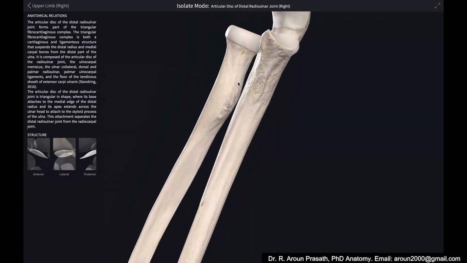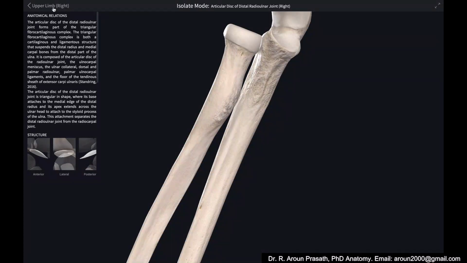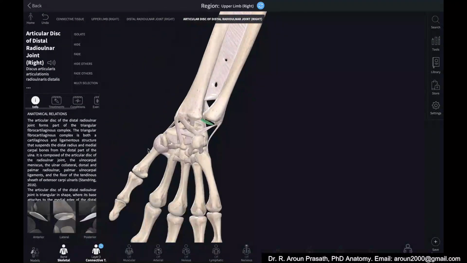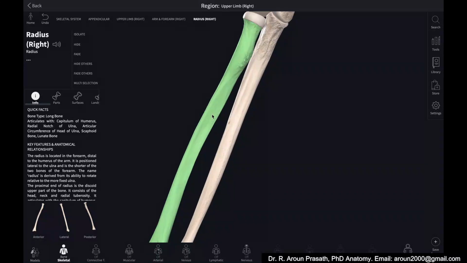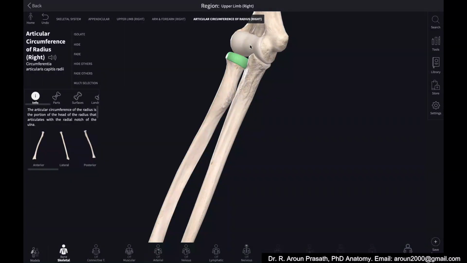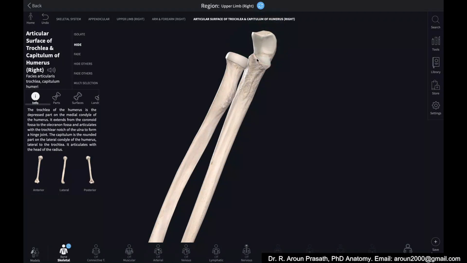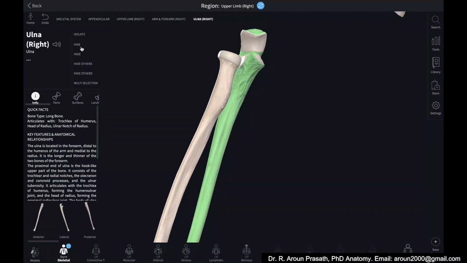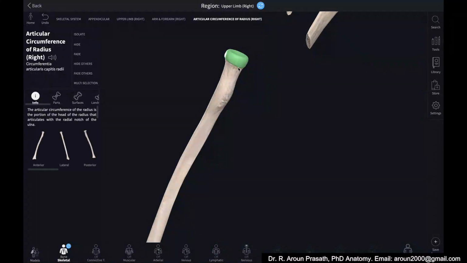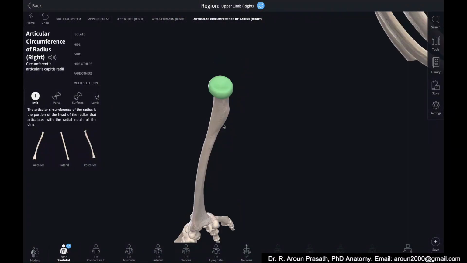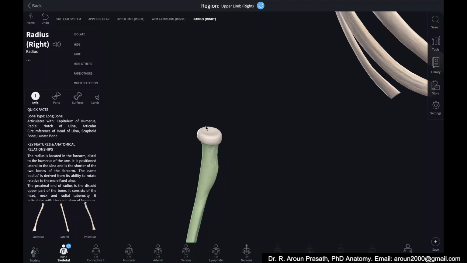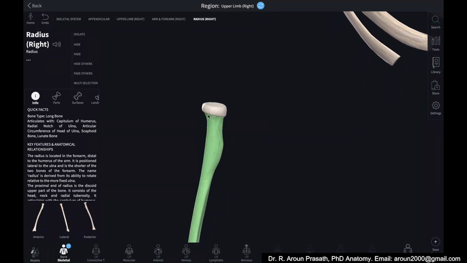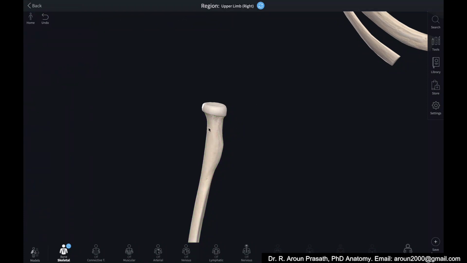Okay, now coming to the upper end of the radius bone. This radius is also a long bone. This part is called the head of the radius, which is cylindrical in shape. I will remove the ulna. The head of the radius is cylindrical in shape, and you can see it has a concave surface at the upper end. This area is the neck of the radius.